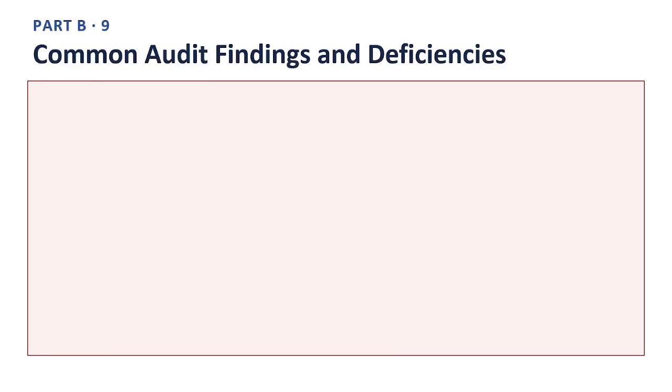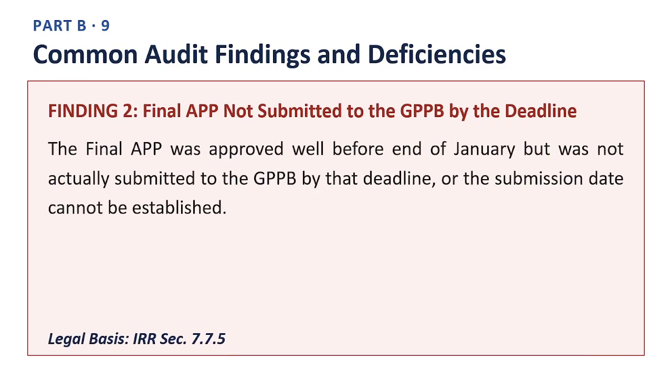Next slide. Finding number 2. Final APP not submitted to the GPPB by the deadline. The final APP was approved well before end of January but was not actually submitted to the GPPB by that deadline, or the submission date cannot be established. The legal basis for this finding is the Implementing Rules and Regulations Section 7.7.5. Auditors look for this pattern because it usually signals that a required planning or documentation step was skipped rather than genuinely completed. The practical safeguard is to always ask for the specific supporting document before accepting the figure at face value.